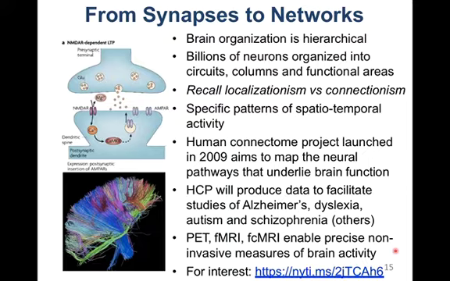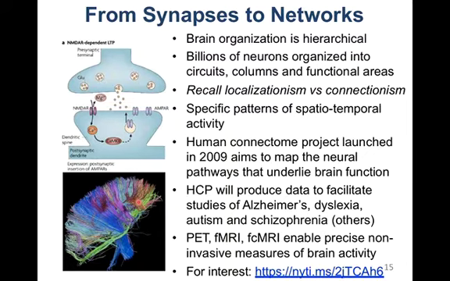All right, earlier in the course we talked about localizationism versus connectionism, and we said that both are important, and the balance between the two can change throughout life, from childhood into adolescence, into adulthood, and so on. So just like there was the Human Genome Project, which aimed to decode all of the base pairs and successfully did decode all of the base pairs in the human genome, we now have a Human Connectome Project that is aiming to similarly map all of the neural pathways that underlie brain function.